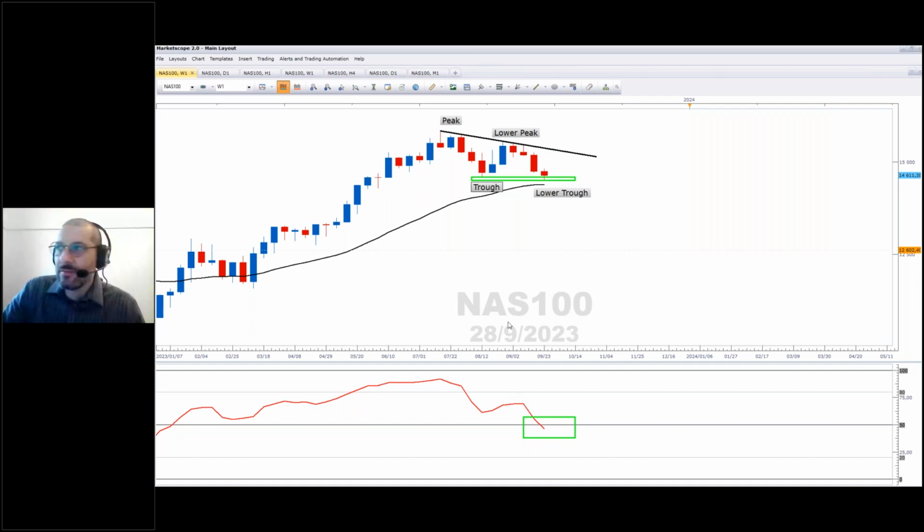So that is something that we've got to monitor. The reason that we're looking at NASDAQ is because it's probably the index that's most sensitive to interest rates. And remember, those interest rates are at overbought levels.